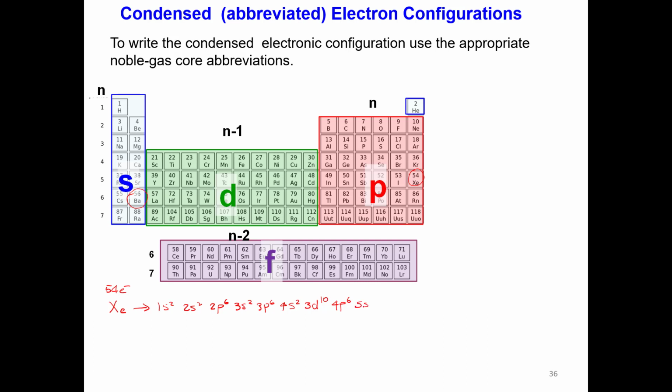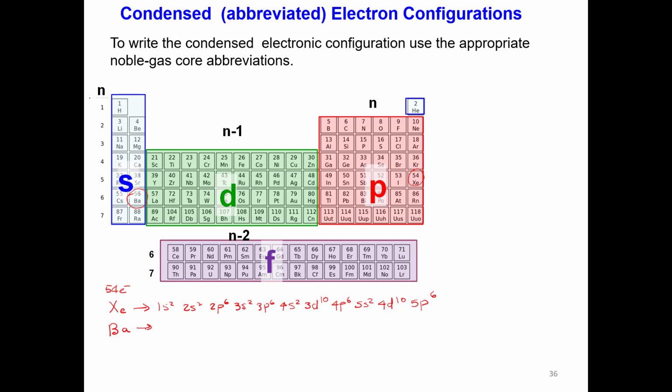Move down, 5s2. Move to the right, it's level 5, so 4d10. Move to the right. Now it's again 5p, and it's 6 because it's the last one. Yes, we count 6 positions, so 6. And this is the electron configuration for xenon. As you can see, in level 5, 5s2 plus 5p6 is 8, so 8 electrons in the last shell.